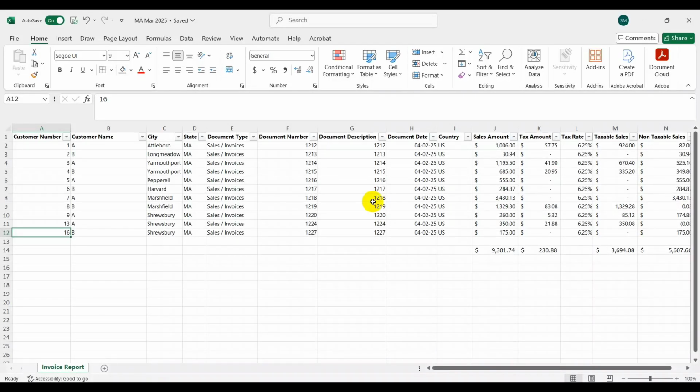So in our last video we talked about the Indiana state, and today we're going to talk about another state, which is Massachusetts state.